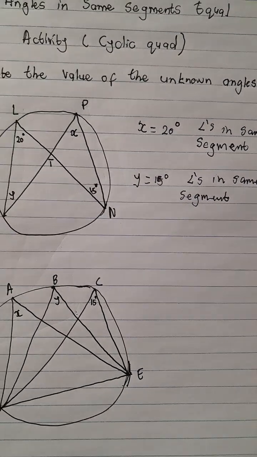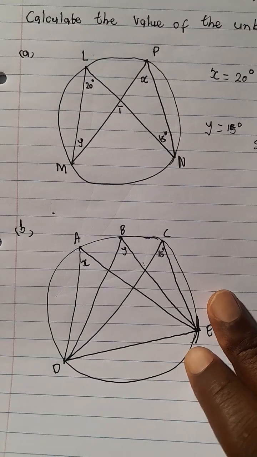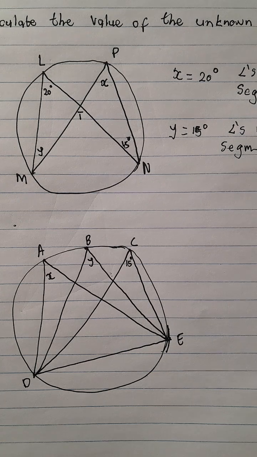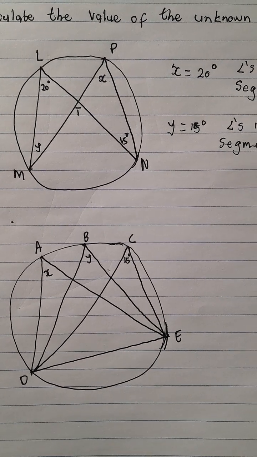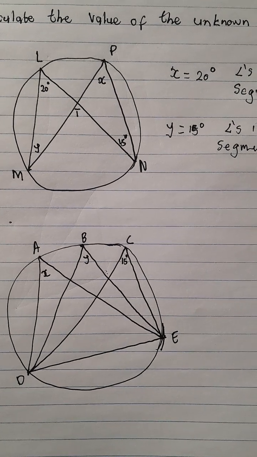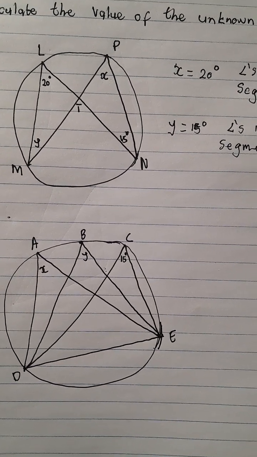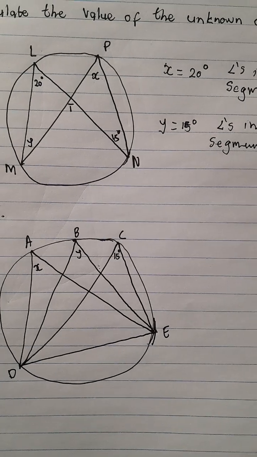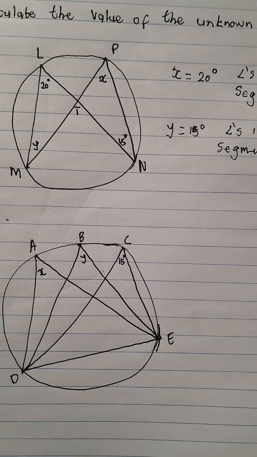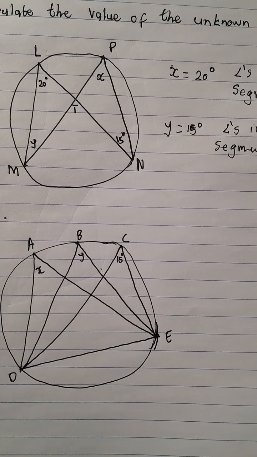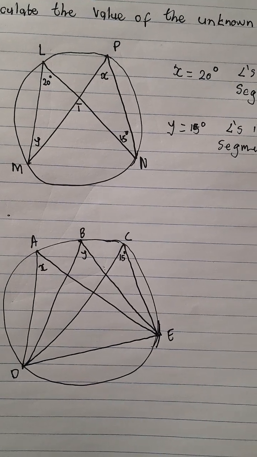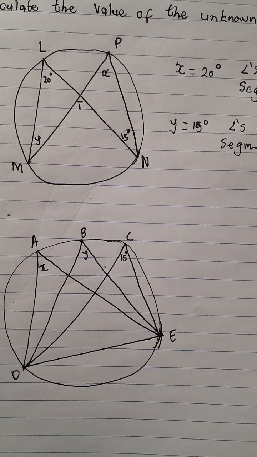So let's go to the second question, which is our B. We have A, B, C, D, E. We also have to analyze here. What we could see at angle A, we are given a missing value, X. At angle B, we also have Y. At angle C, there's a value given as 15 degrees. There's only one value here, so it's given as 15 degrees.